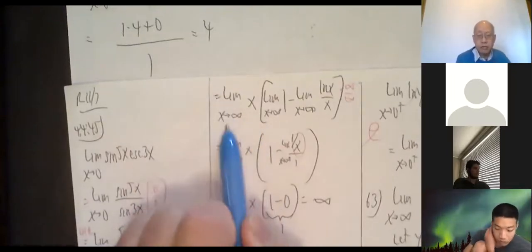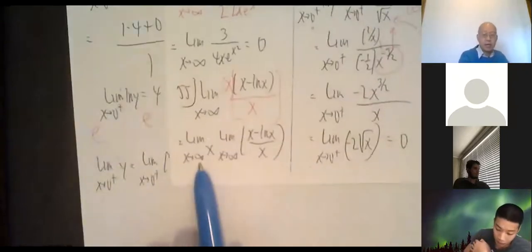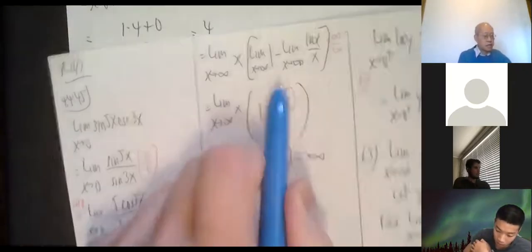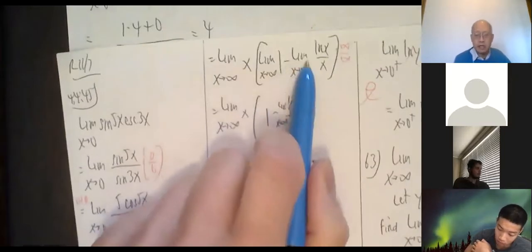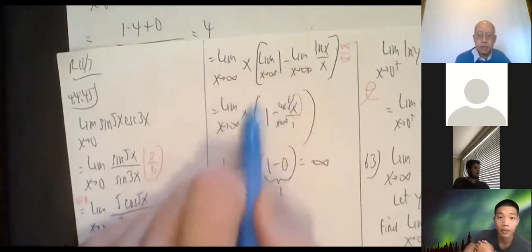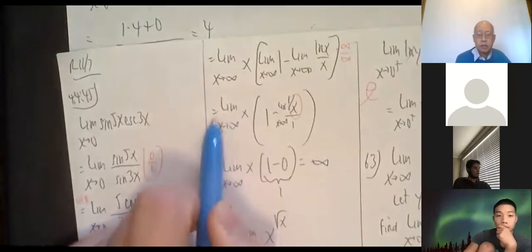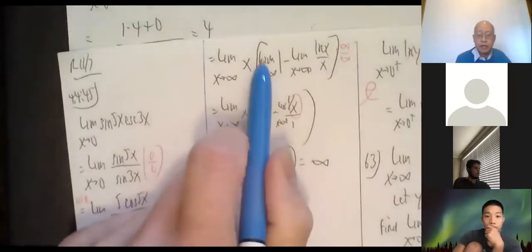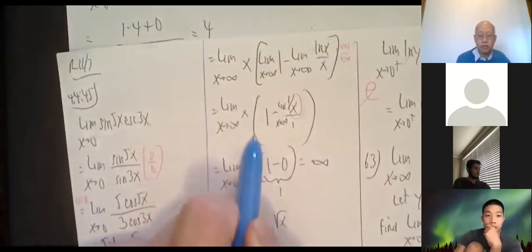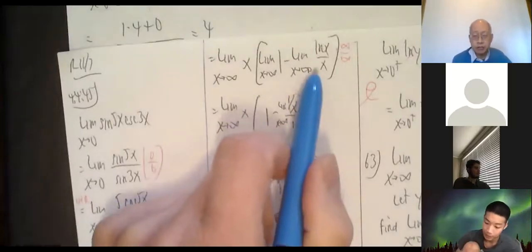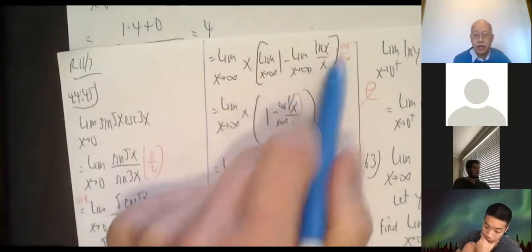Okay, so the limit as x approaches infinity of x, I leave that alone. This is just going to be 1 minus this thing. So this is all together. Okay, so leave this one alone. The limit as x approaches infinity of 1 is 1. This one is L'Hopital's rule. Infinity over infinity.